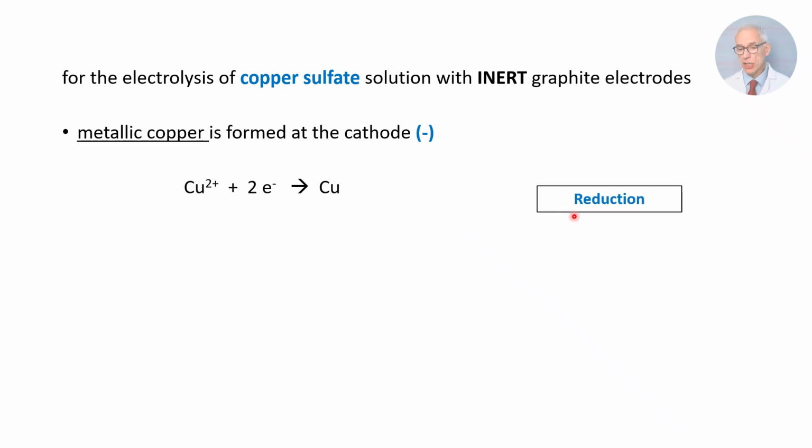Indeed, it is reduction, the gain of electrons by copper 2+. So copper 2+ ions are reduced to form copper atoms. Gaseous oxygen is formed at the anode. Can you write out that half equation? It needs a bit more practice than this one. So write out that half equation. Stop, restart.